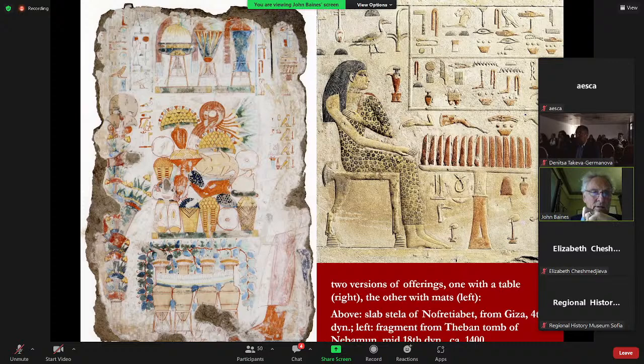But then if you're going to fill a register with offerings, now, what are you going to do? So you have these green mats that separate sub-registers showing piles of offerings, but there's no way to understand any of this literally. It has to be seen as a way to represent vast numbers of offerings within a tightly defined space in the tomb, on the tomb wall.